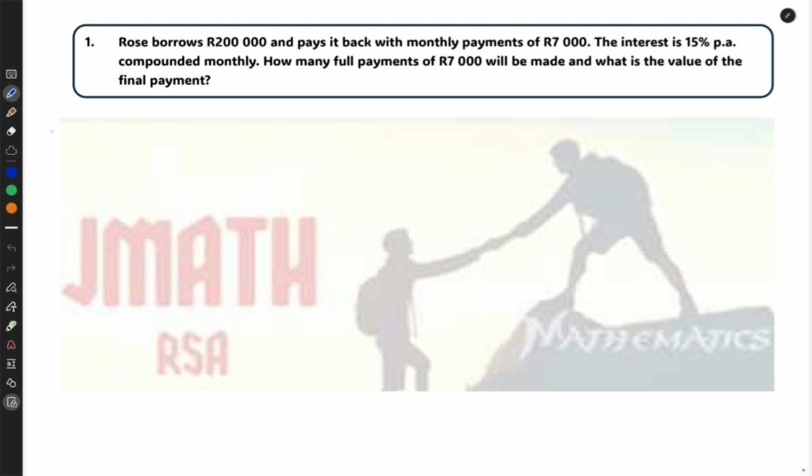So, step 1, we're going to use logs. I know that my PV is 200,000. I know that X is 7,000. I know that i is 15% compounded monthly, and they are asking me to work out n. Just substitute all of that into the formula, and then we're going to work out how many times she had to pay 7,000 Rand.